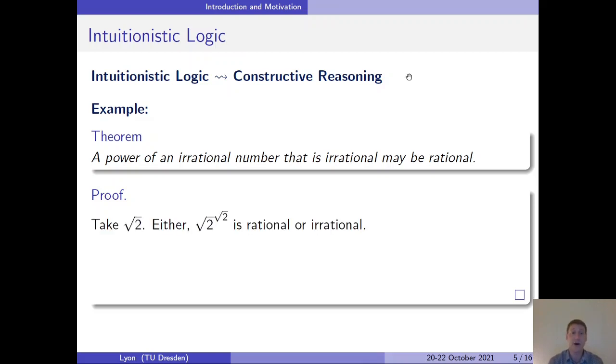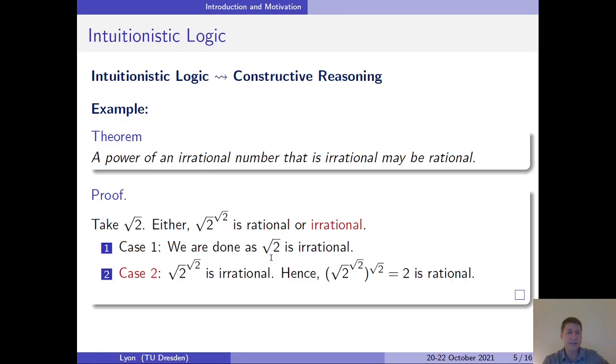Well, let's give a non-constructive proof. Let's take, for example, the square root of 2. We know that it's irrational. And now by the law of the excluded middle, we know that square root of 2 to the square root of 2 is either rational or it's not, meaning it's irrational. So in the first case, if square root of 2 to the square root of 2 is rational, then we have something which witnesses the truth of this theorem, since square root of 2 is itself an irrational number.